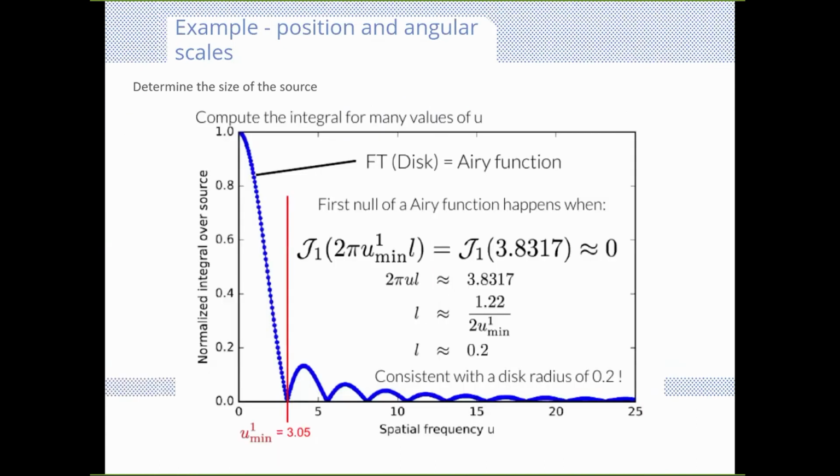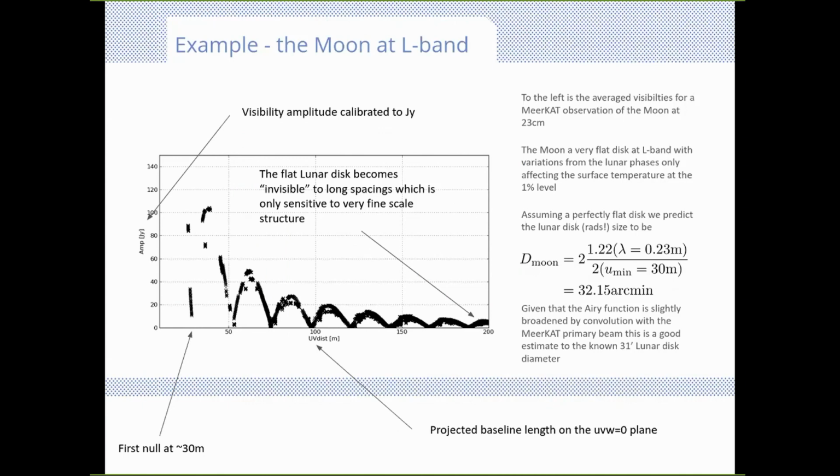right? So let's move on to a real example. In this case, we don't know the diameter of the source. We have the moon. We are observing in L band here with MeerKAT at about 23 centimeters. Now, again, I plot the visibility. The visibility is now calibrated in terms of Janskys, right? So the amplitudes are plotted on the y-axis. On the u-axis, we plot the spatial frequency, so the UV distance, so the length of the baseline, right?